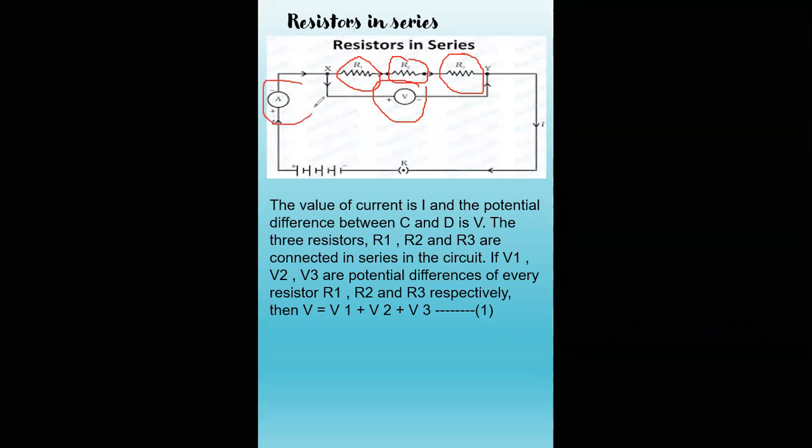Here you can see the ammeter, these are the batteries, and here is the plug key. The value of current is I and the potential difference between C and D is V. The three resistors R1, R2 and R3 are connected in series in the circuit. V1, V2 and V3 are the potential differences across the resistors R1, R2 and R3 respectively. Then V equals V1 plus V2 plus V3. So this way we can derive the whole equation of resistors in series based on the diagram. The diagram is important. Whenever it asks, you have to draw the diagram.